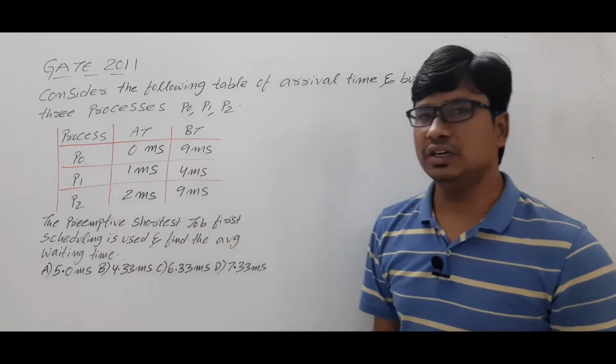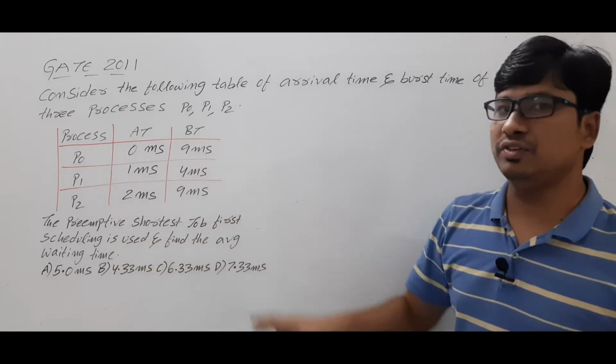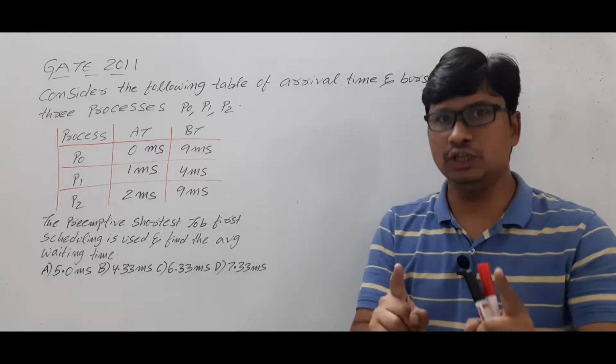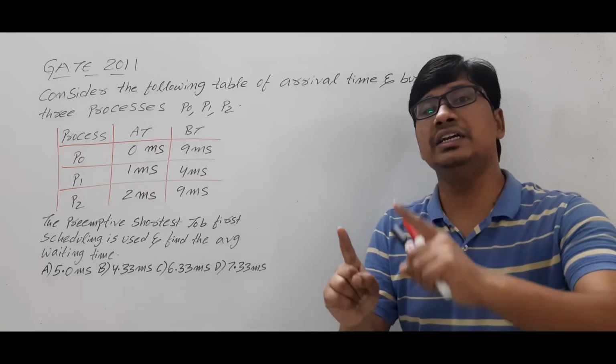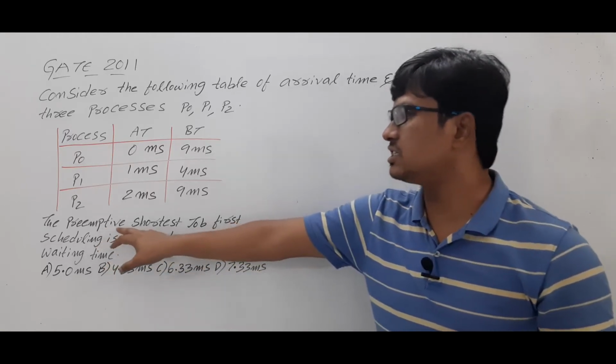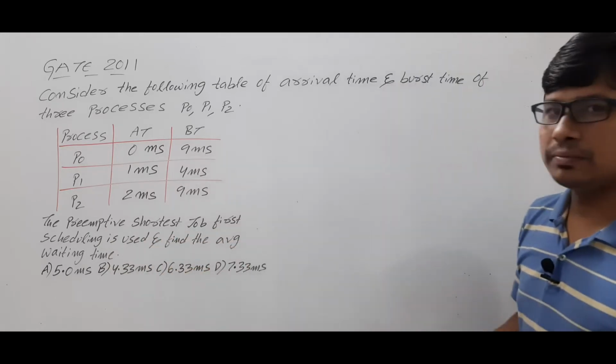If you look at the scheduling algorithm, they have mentioned preemptive shortest job first scheduling algorithm. Preemptive shortest job first scheduling algorithm is equal to shortest remaining time scheduling algorithm. Is it clear? To confuse you, they have mentioned it as preemptive shortest job first. Okay, now let me solve this question.